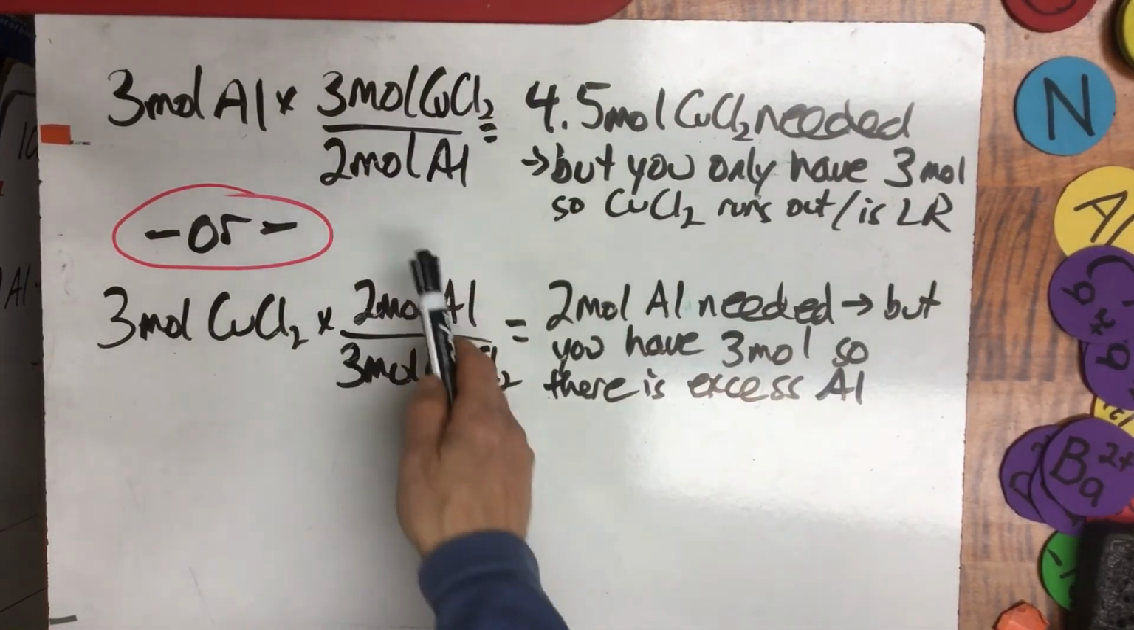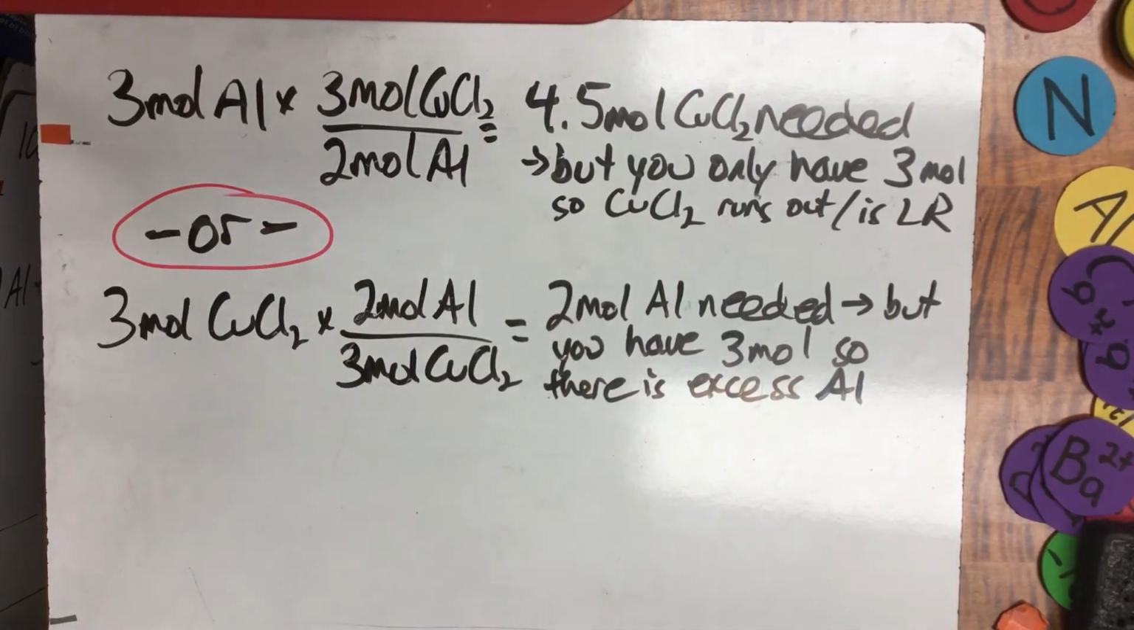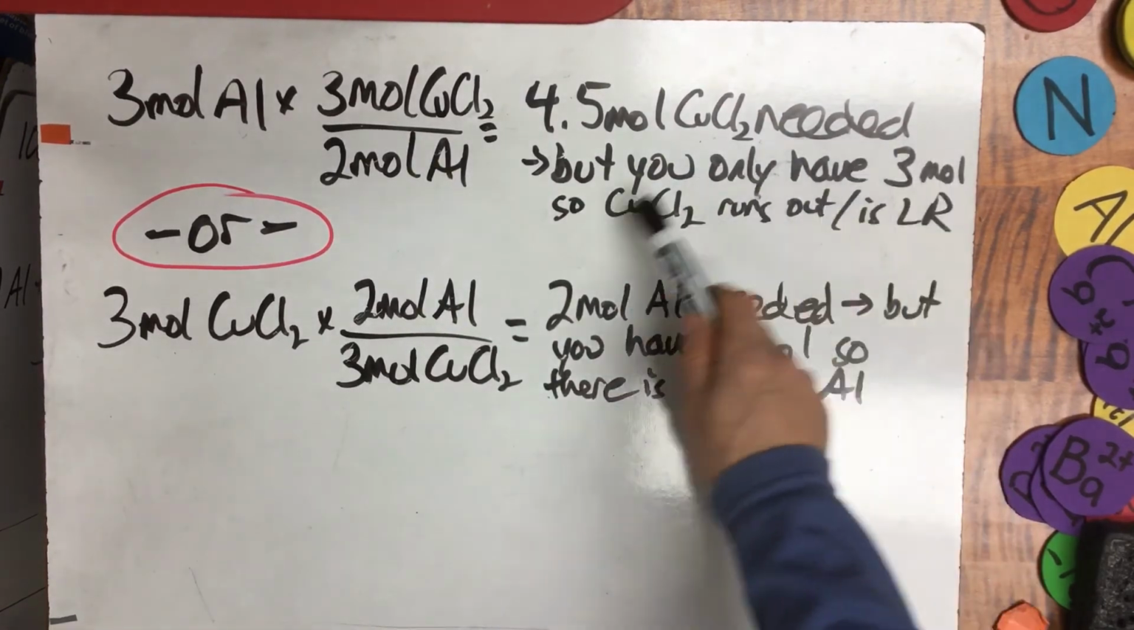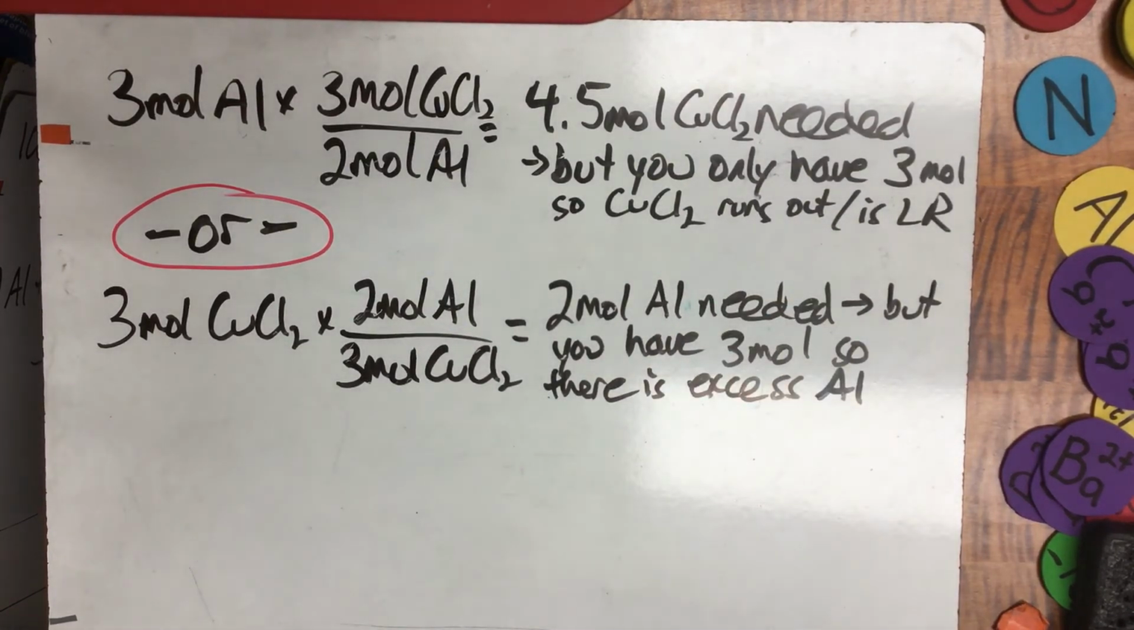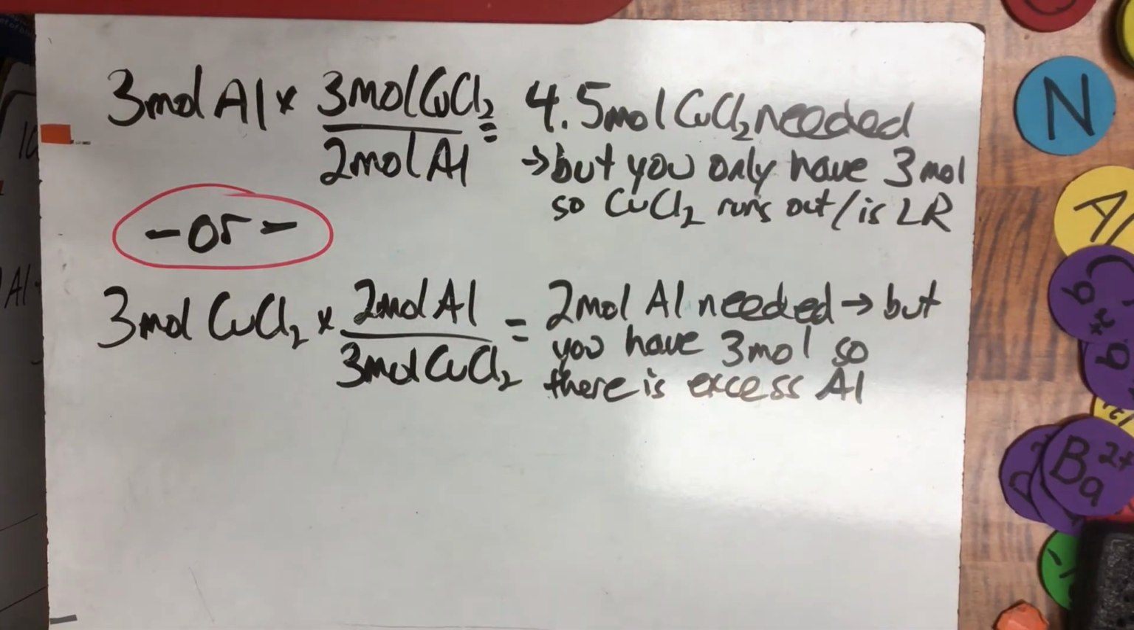So what this is calculating is how much copper chloride is needed to react with all the aluminum that you're given. And it's 4.5 moles. And many of you kind of went from there to say, therefore, copper chloride is limiting. But you didn't connect it. You didn't say why. And the why is that you only have 3 moles of the copper chloride. All right? So you've got more than you need. All right? That's why it runs out. So if you didn't connect that idea there, you probably lost a half a point.